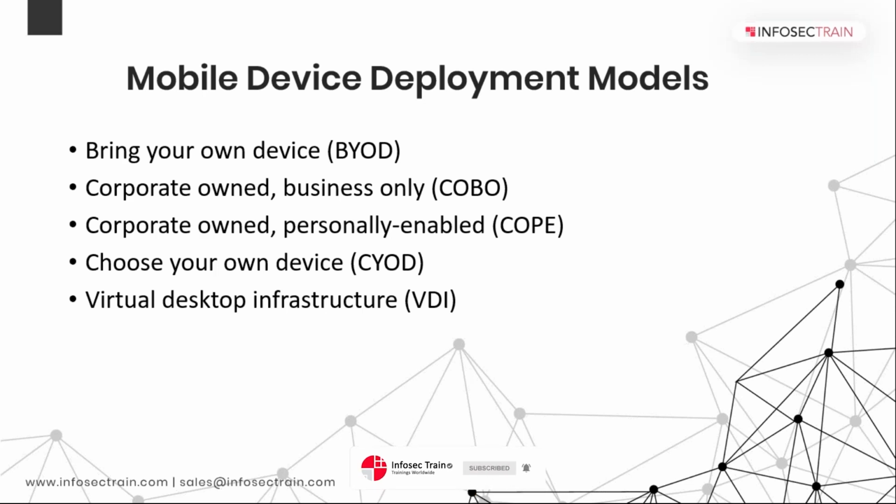So what is happening over here is similar to your corporate owned, personally enabled, but over here you get a choice. The company might say, okay, we are providing these phones, and you can choose among this list. They will put Samsung, OnePlus, iPhone, Motorola, BlackBerry, and all those models, and you can just choose one of them, but the company will be providing it, and it's owned by the company only.